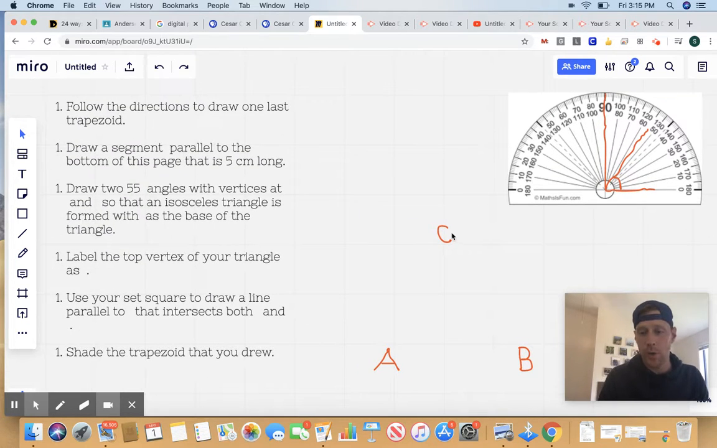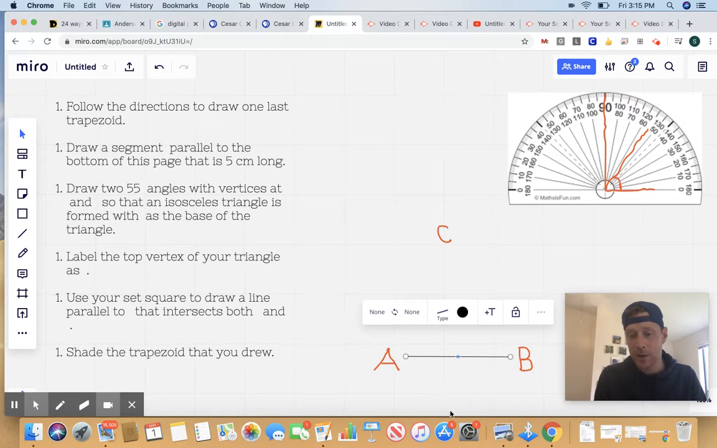I've drawn the points, or I've labeled them already. This is point A, point B, and point C. They're asking us on our final trapezoid in problem number 5 to draw a line segment that's parallel to the bottom of this page. It's 5 centimeters long. If you have a ruler, great. If you don't, that's okay too. The length of the side measures doesn't matter so much. Just make sure you draw, following their directions, a line that is parallel to the bottom of your page. This will be points A and B. This is line segment AB.